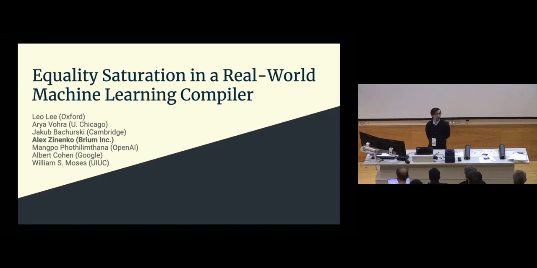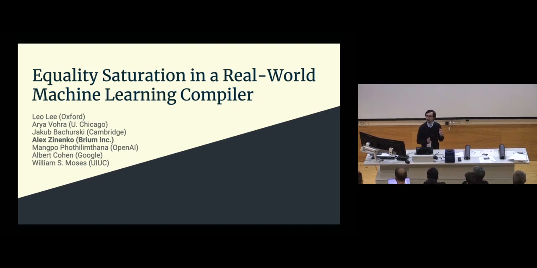And we are going to stay with equality saturation because it's apparently a hot topic these days. But we are going to go to a completely different part of the program execution stack. And if before we heard about equality saturation for essentially synthesizing hardware, I'm going to talk about how you do it at a very top level of a machine learning compiler stack. This is a joint work with a bunch of people.